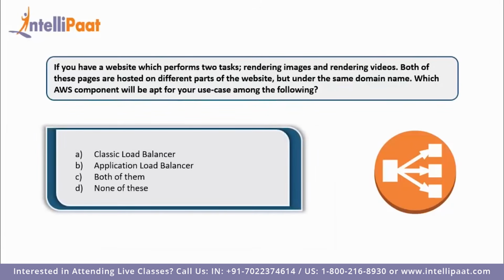Our next question says, if you have a website which performs two tasks, that is rendering images and rendering videos, both of these pages are hosted on different parts of the website but under the same domain name, which AWS component will be apt for your use case among the following? All right, so this I think is an easy question, reason being we just discussed this, right? The answer is application load balancer, reason being the kind of traffic which is coming is specific to its workload, and this can be differentiated easily by an application load balancer.